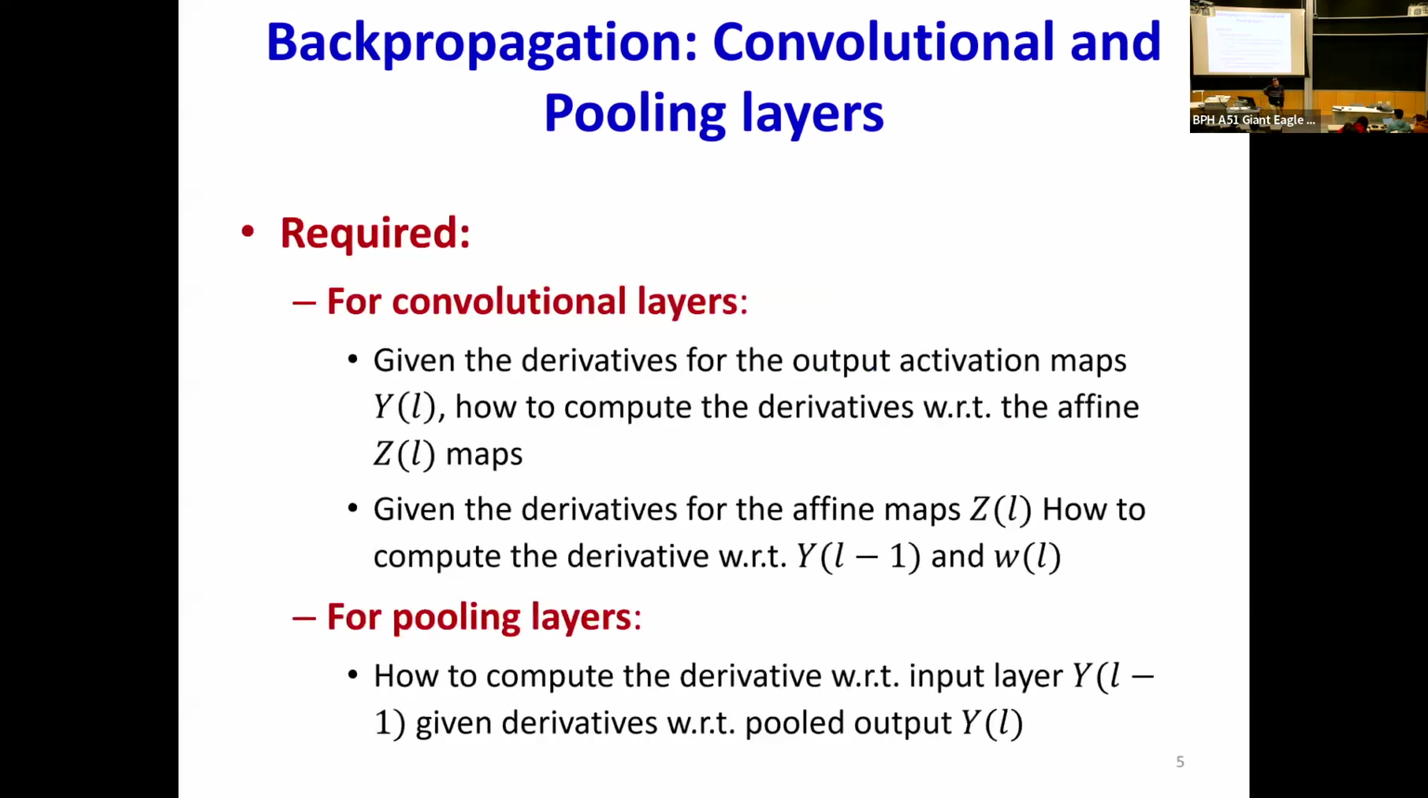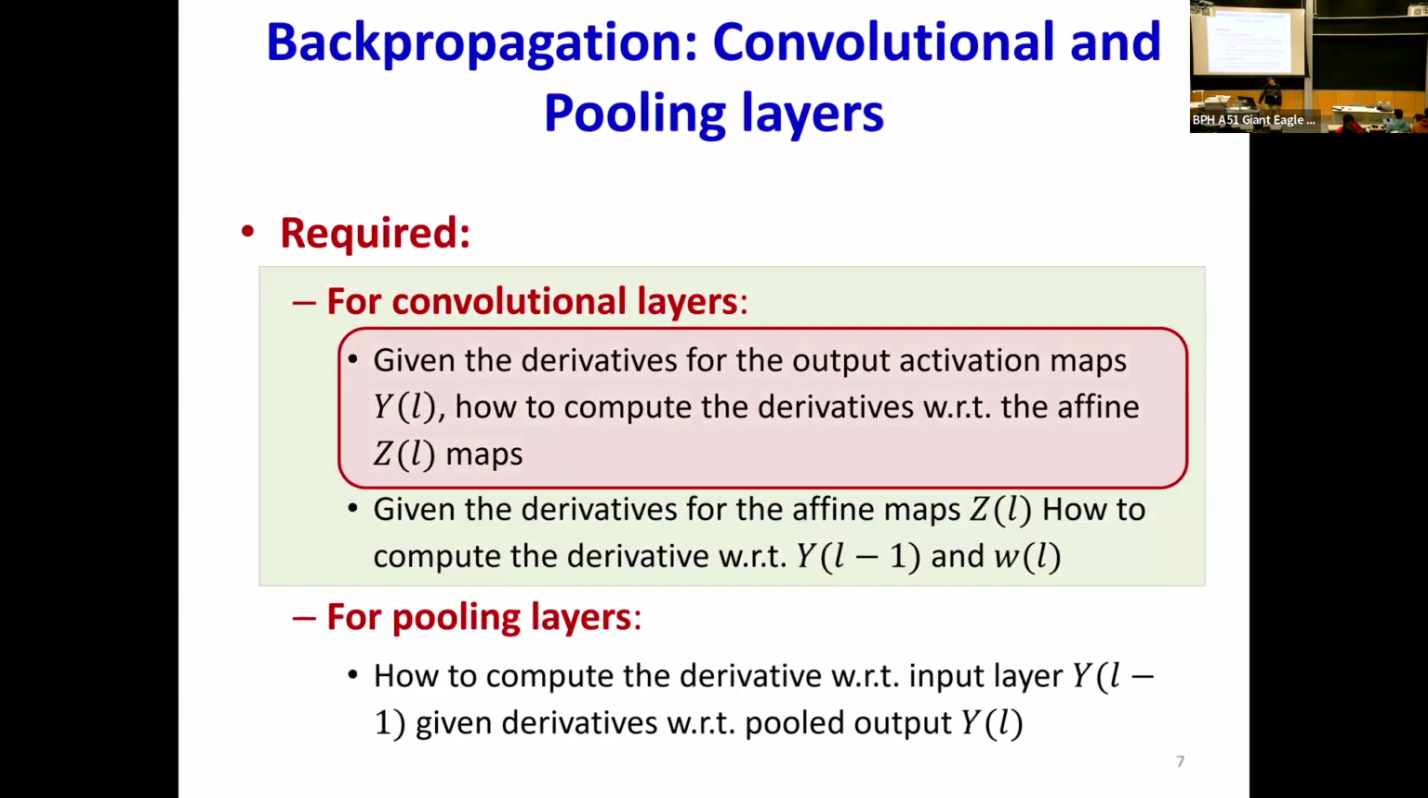We had to make modifications for both the convolutional layers, which included the final activation as well as the convolution operation itself. So given the derivatives for the output activation maps, we had to compute the derivatives with respect to the affine maps. And then given the derivatives with respect to the affine maps, we had to go back and compute the derivatives with respect to the filters and also the previous layer's outputs. And then we need similar derivatives for the pooling layers. Given the derivative with respect to the output of the pooling, how can we compute the derivative with respect to the input? We took a quick look at this.